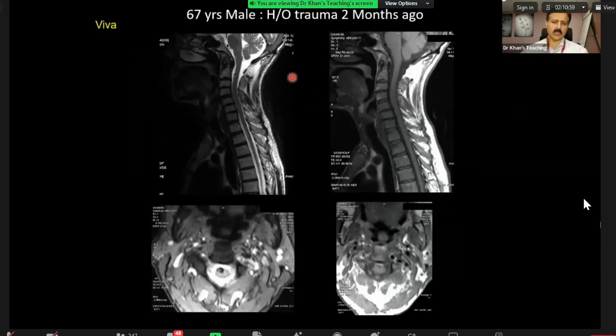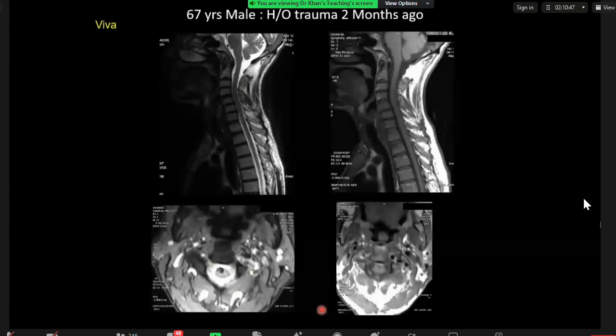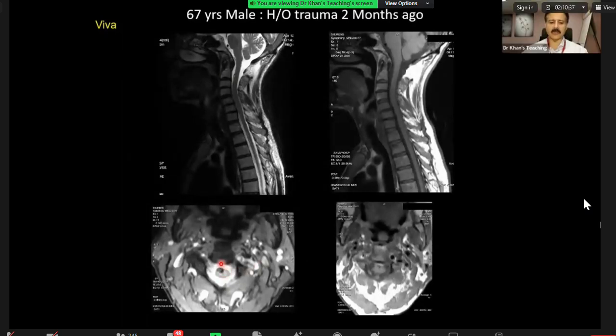Okay, what do you think with this kind of history, with the history of trauma 2 months ago, what is happening in the cord here? This is just for completion's sake. So there's an extramedullary lesion. It is intramedullary. It is sitting on the surface, but it is intramedullary.